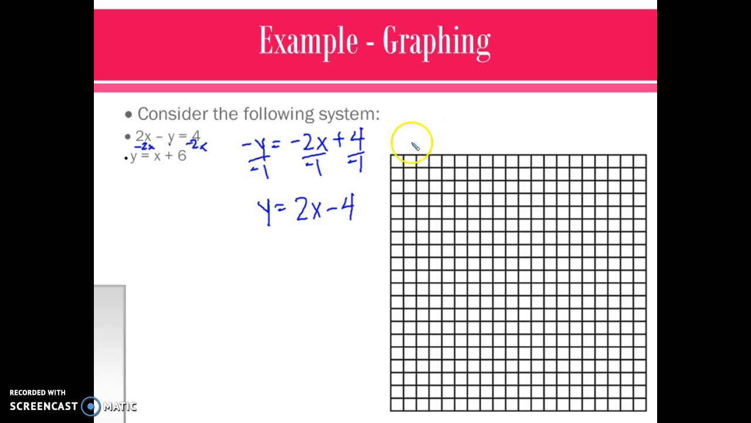Alright, just because I know my answer gets kind of big, I'm going to make my x and y axis kind of off to the side here. Oh, that was a hot mess. Okay, there's my x and y axis.